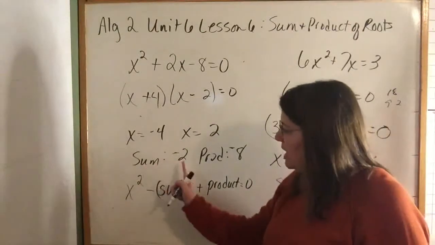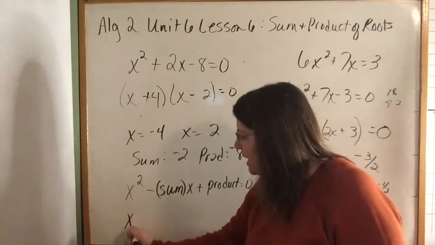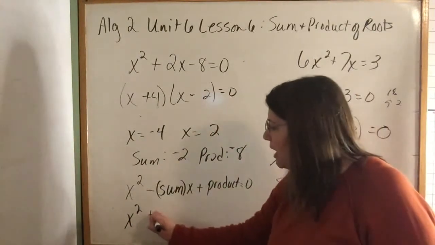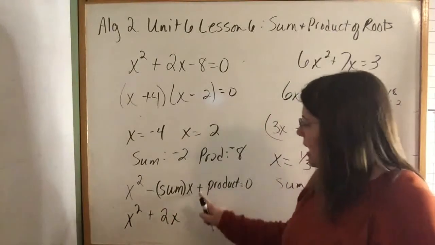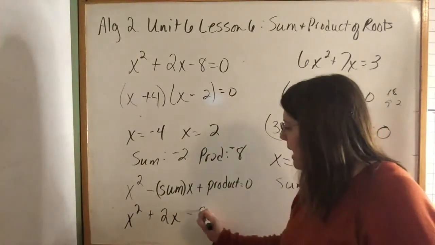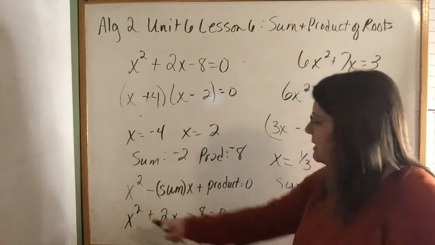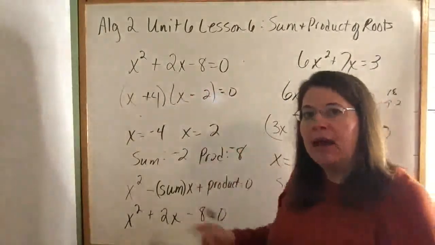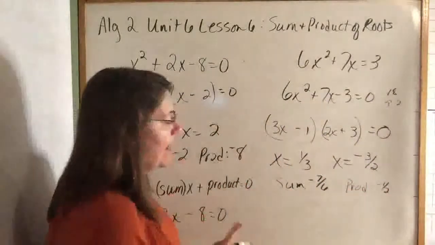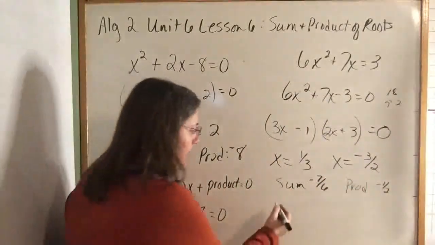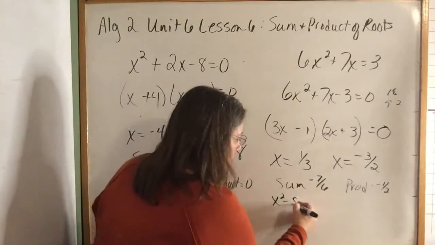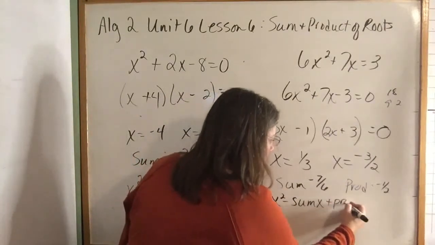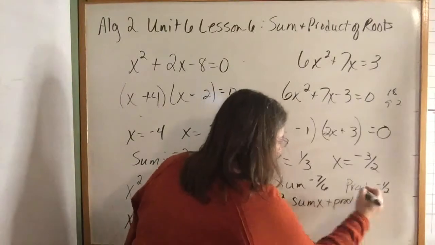Let's just look at this. The sum was -2, so we keep the x squared. Minus a -2 would be a plus 2x, and plus a -8 would be a minus 8. That matches what we have right here. I want to do the same thing with this one, using that same formula: x squared minus the sum times x plus the product equals 0.